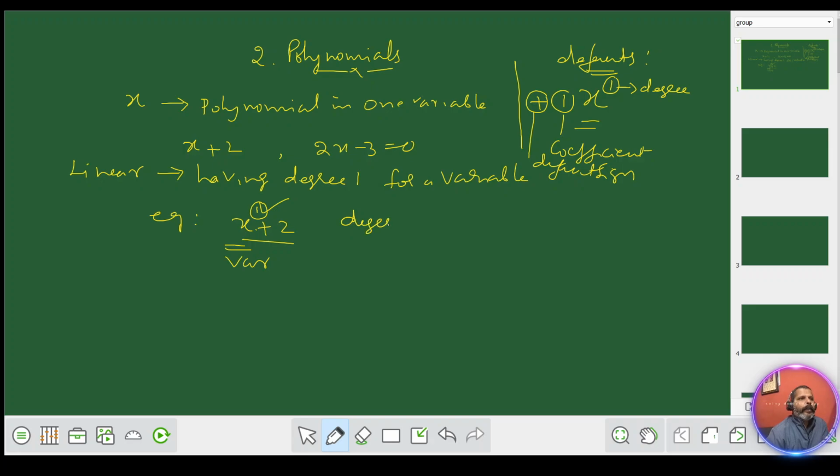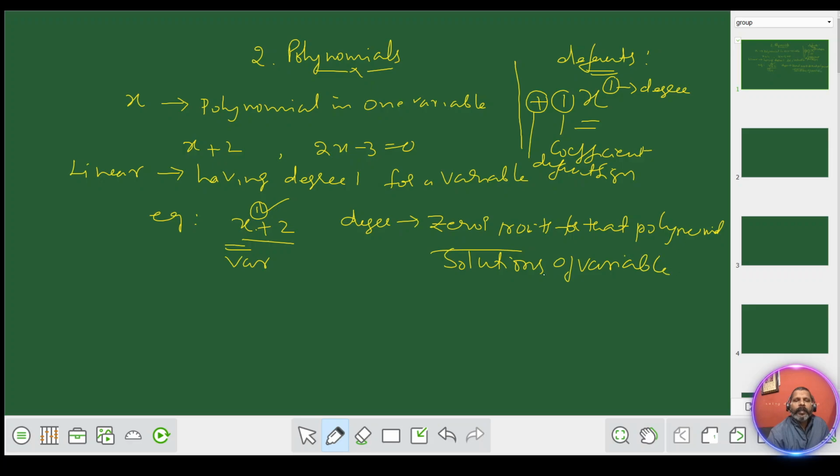When we say degree, what do you mean by degree? This is nothing but the zeros or roots of that polynomial. What do you mean by a root or a zero? They are solutions, the solutions of the variable. A value which satisfies the expression is called a zero or a solution or a root. Any word can be used. If I say, for example, x plus 2 is equal to 0, what is the 0 for this polynomial? Then you just solve for x. That is your 0.